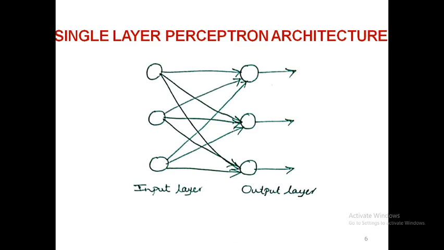The simple single layer perceptron architecture is nothing but an input layer as well as an output layer. All input nodes are connected to the output nodes. You see 3 input nodes and 3 output nodes. How many connections will there be? 3 into 3, 9 connections will be there from the input layer to the output layer, because each single input node will be connected to all 3 output nodes. That means each input node will make 3 connections. Likewise, 3 into 3, a total of 9 connections will be there in the layer.